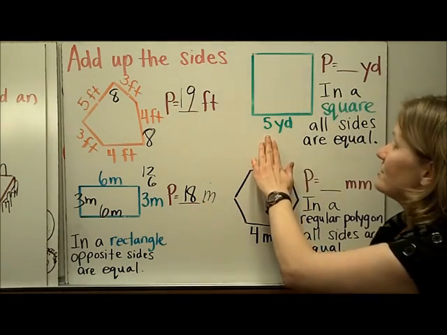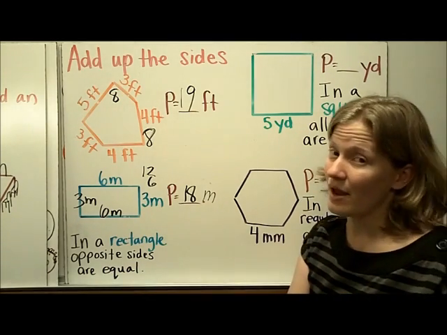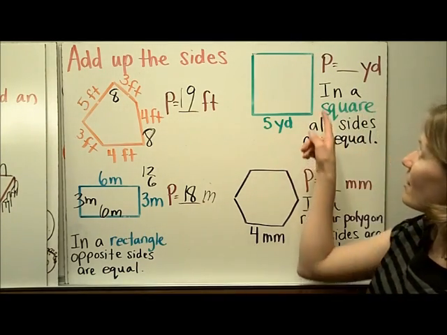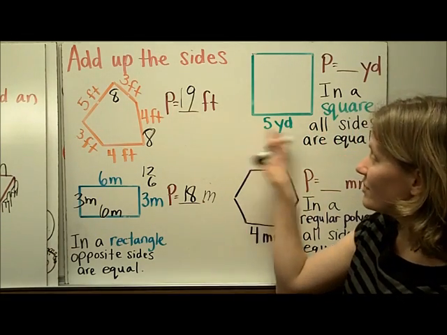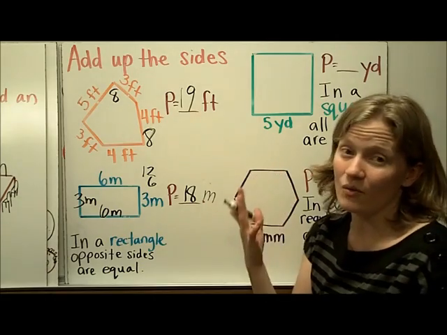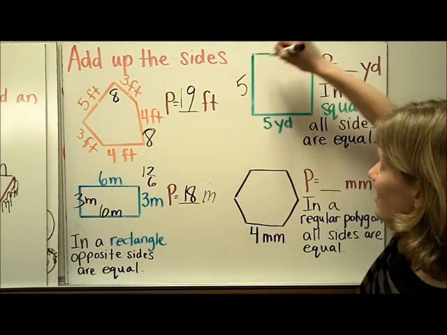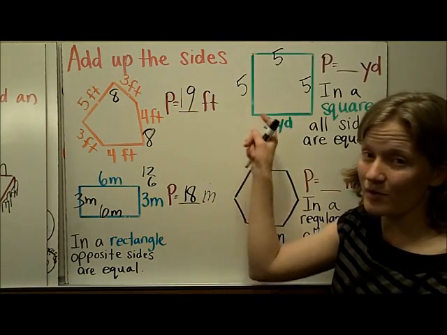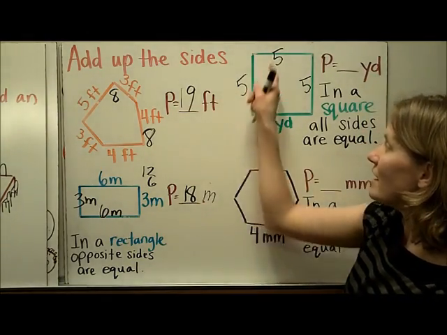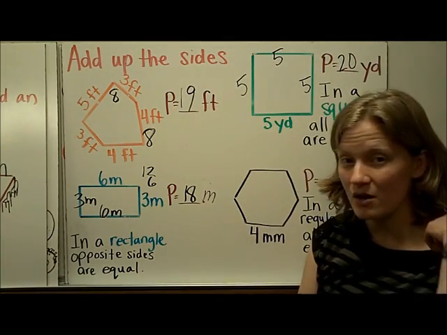Next, in order to find the perimeter of a square, I need to think about what I already know about a square. And I know that in a square, all sides are equal. So if I have the length of just one side, I can know what the lengths are of all the other sides. This one is 5 yards, 5 yards, and 5 yards. So to get the perimeter, I'm going to add up the sides. 5, 10, 15, 20. So the perimeter of this square is 20 yards.